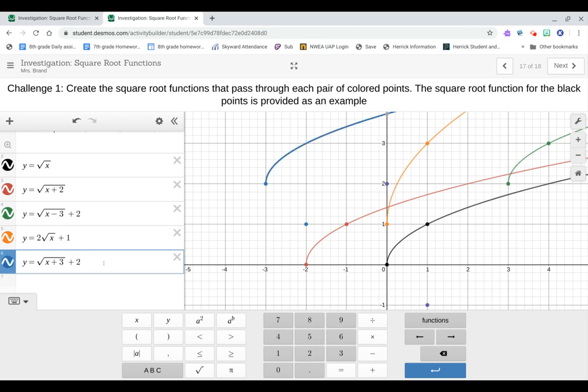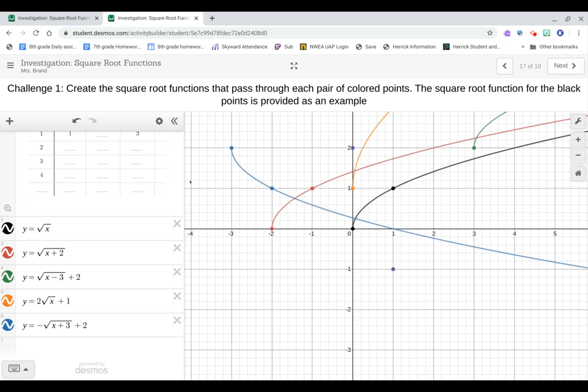Okay, the problem is it's going up, and I needed to go down. So I'm going to put a subtraction symbol, negative, in front, and it flips in the x-axis, so it goes down. Perfect, so that went through the blue points.